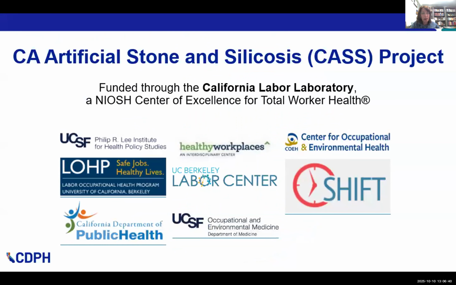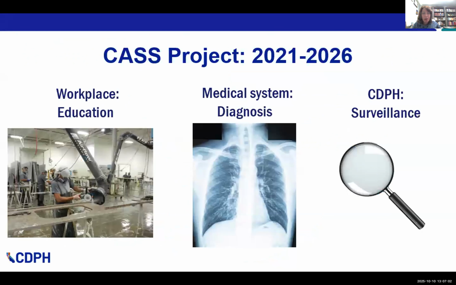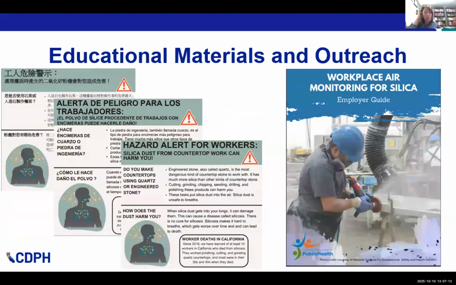One of the things that we've done at the health department is to initiate what we call the California Artificial Stone and Silicosis, or CAS project. It's funded by NIOSH, the National Institute for Occupational Safety and Health, through a total worker health center that's based at the University of California, San Francisco, called the California Labor Lab. This project has a couple of aims: to educate employers and workers, to support early diagnosis, and to improve public health surveillance. So some of the things that we've done over the past few years is to develop educational materials for workers and employers.